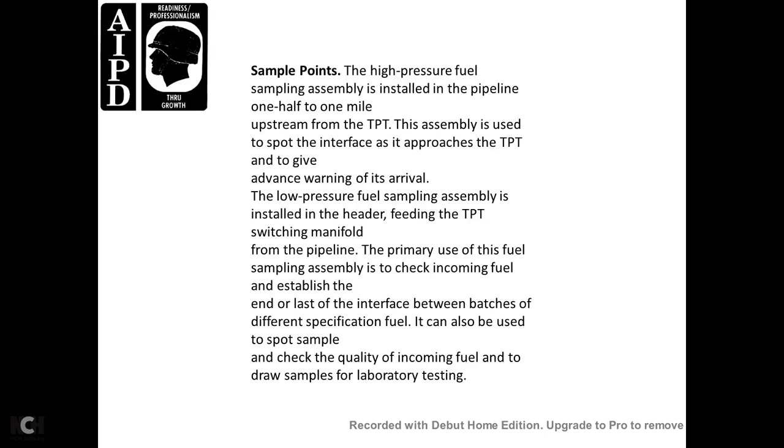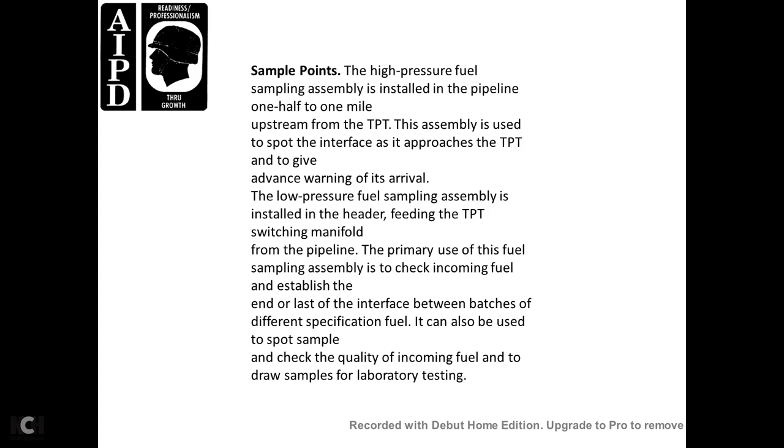Sample points. The high pressure sampling assembly is installed in the pipeline 1/2 mile upstream of the tactical petroleum terminal and is used at the spot as the interface approach to the terminal, giving advance warning of arrival. The low pressure fuel sample assembly is installed with the header feeding the tactical petroleum terminal.